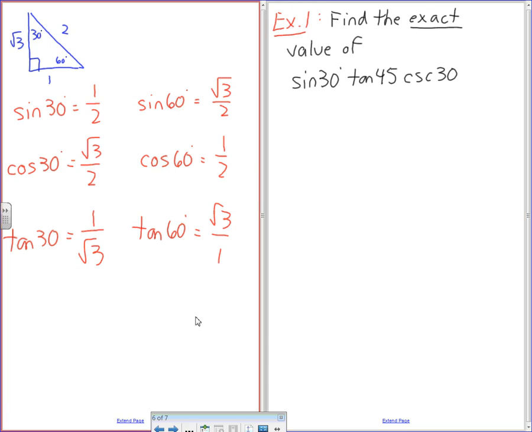I want you to show at least in-between steps here. Okay, can someone be brave, please, Austin, and tell me what sine of 30 equals? 1/2.